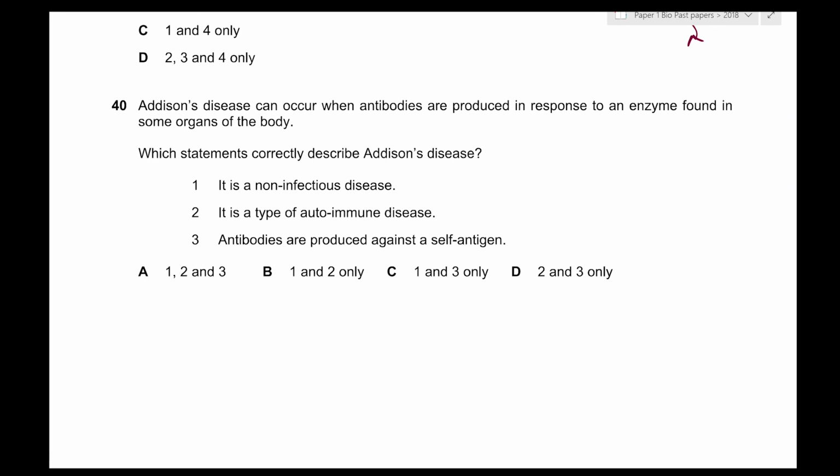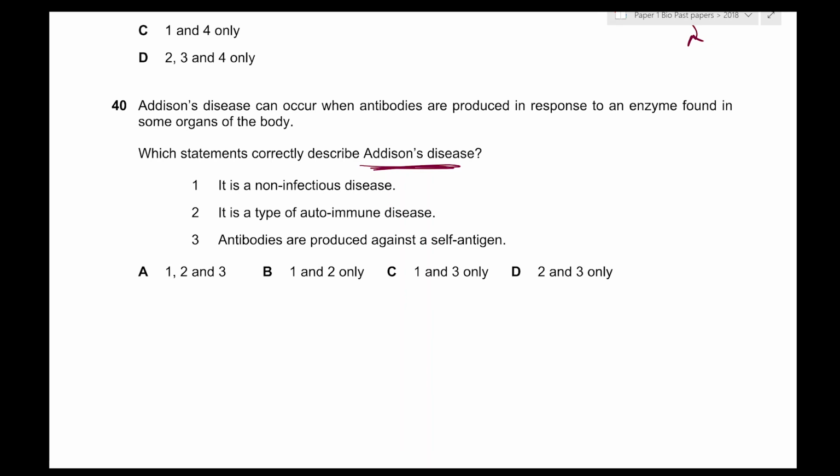Question number 40, Addison's disease can occur when antibodies are produced in response to an enzyme found in some organs of the body. Which statements correctly describe Addison's disease? 1, it's a non-infectious disease. So first of all, Addison's disease is an autoimmune condition where antibodies are produced against the adrenal glands found on the top of the kidneys. Therefore, the body cannot produce enough adrenaline.